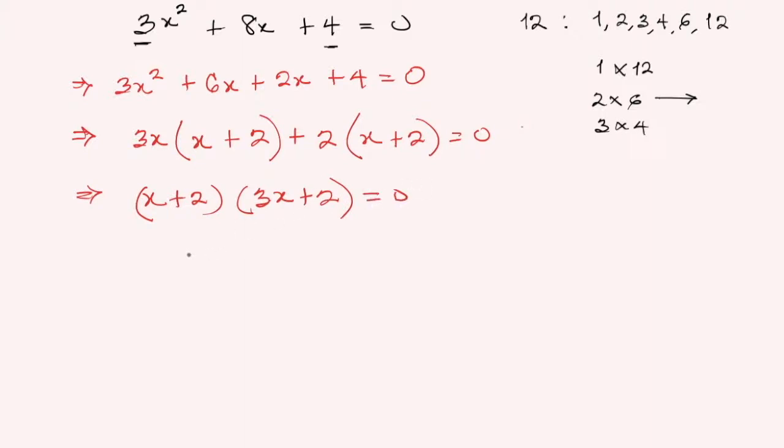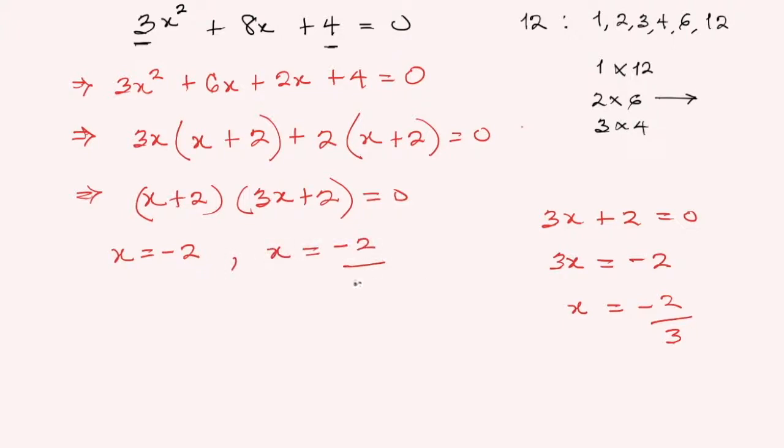Now in this case, the roots are going to be, here it's simple, x is equal to minus 2. And in this case, we would have 3x plus 2 equals 0. We're trying to make x the subject of the formula. So if we subtract 2 from both sides, we would have 3x equals minus 2. And then to make x the subject of the formula here, we just divide both sides by 3. So we'll have x equals minus 2 over 3. So for this other case, x is equal to minus 2 over 3. So these are the roots of this equation.